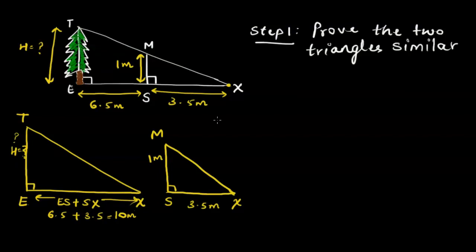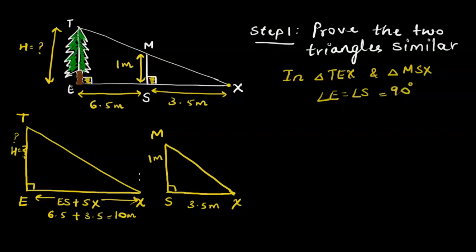Now the process to prove the two triangles similar is that if we are able to prove two of their angles are equal, then the triangles become similar triangles. So in triangle TEX and triangle MSX, angle E is equal to angle S because this is given to us as 90 degrees. Therefore, these two angles are equal. Then we notice that angle X and angle X are equal because they are the angles formed at the same point, common to both the small triangle as well as the big triangle. So definitely this angle is going to be the same for both.